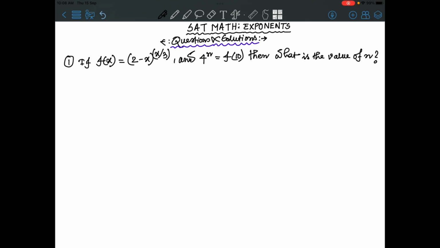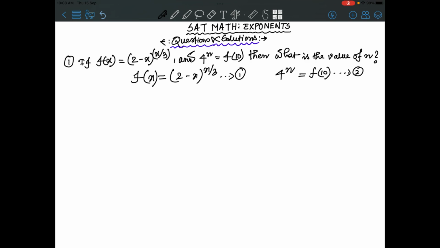The first problem is: if f of x is equal to (2 minus x) times 2 to the power of x by 3, and 4 to the power n is equal to f of 10, then what is the value of n? So we have two conditions here. The first condition is f of x equals (2 minus x) times 2 to the power of x by 3, which is condition 1, and the second condition is 4 to the power n equals f of 10, which is condition number 2.